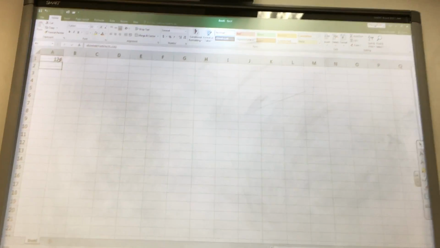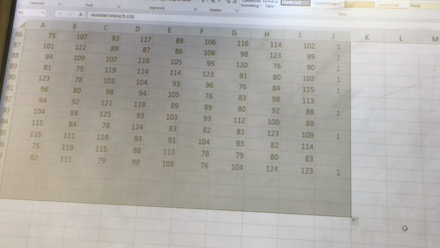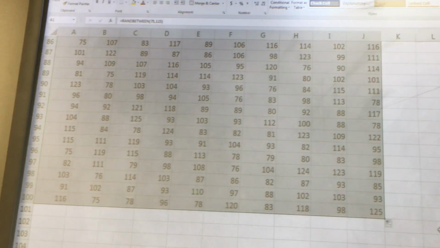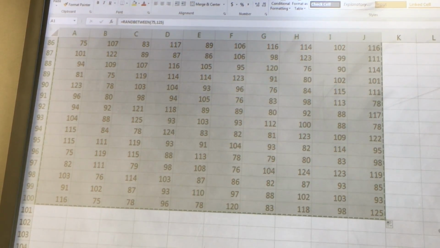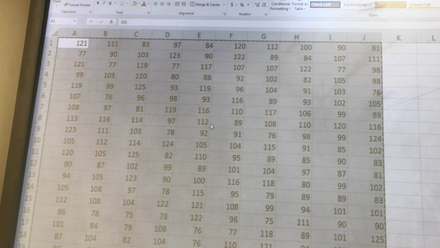Now I'm going to copy this over 9 times. 1, 2, 3, 4, 5, 6, 7, 8, 9. And then I'm going to copy it down 100 rows. Not too far. 100 rows. So these are just a bunch of random numbers. I don't want them to change, so I'm going to press Control C, copy them, and paste special. I'm going to click on the 1, 2, 3. And now they're not going to change. So we've just got basically 900 random numbers here.